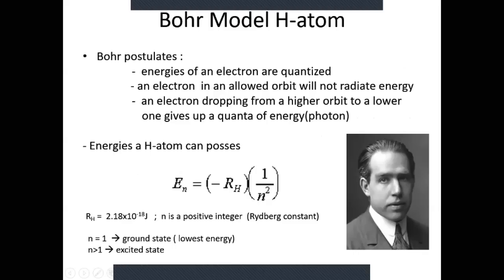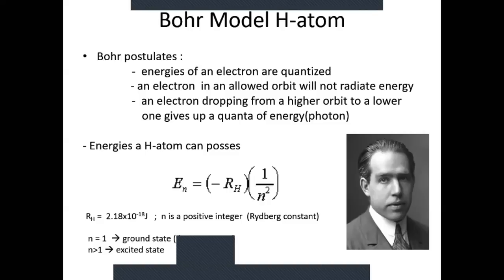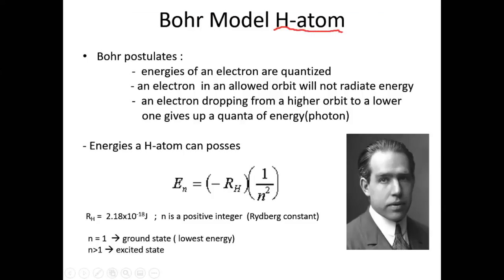And so based on how electrons behave in elements, there was a model derived to explain the behavior of the electron in the hydrogen atom. Because it's easy for a hydrogen atom, again, hydrogen only has one electron. So this is referred to as the Bohr postulates of the hydrogen atom, or the Bohr model of the hydrogen atom. So first off, he said energies are quantized.